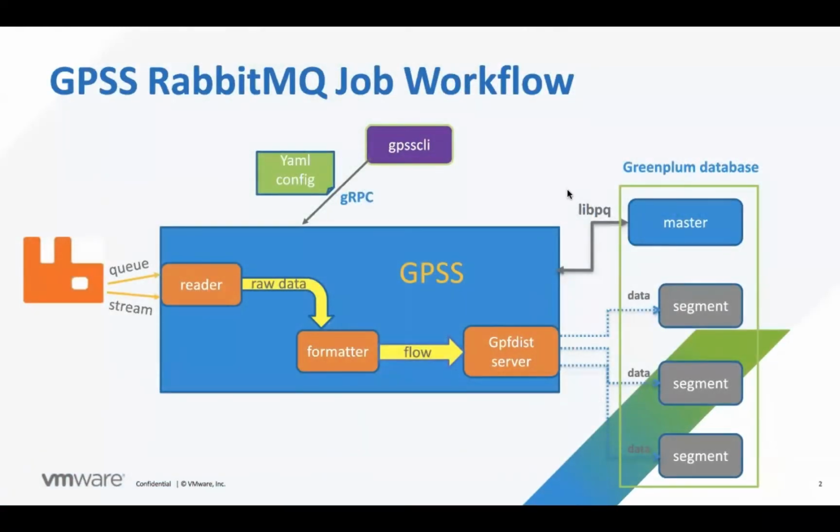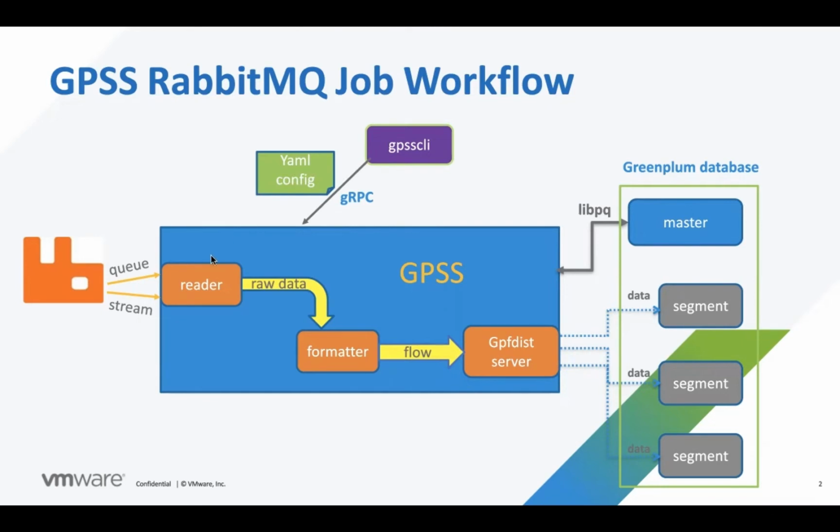This is the GPSS RabbitMQ job workflow. You can use the GPSS CLI utility to submit and start a job to load data from RabbitMQ into Greenplum Database. A YAML formatted configuration file, which includes load configuration parameters, is needed by the GPSS CLI utilities.